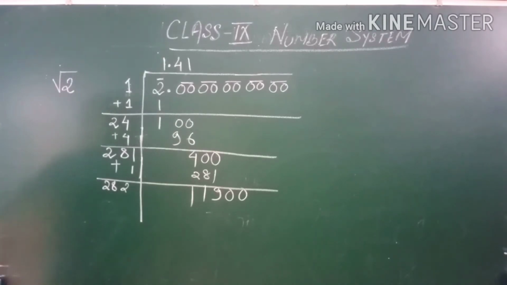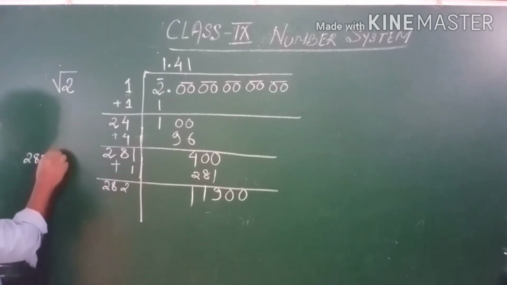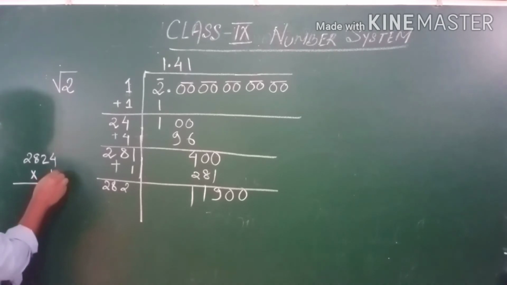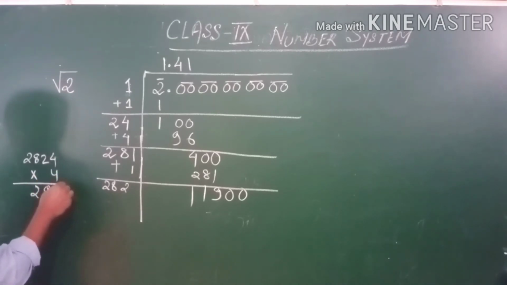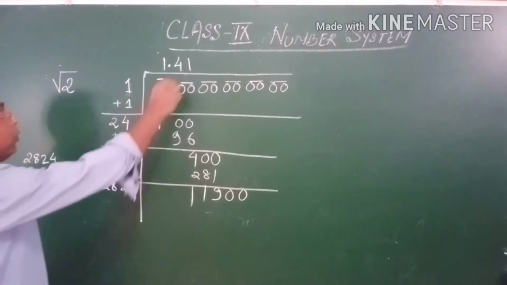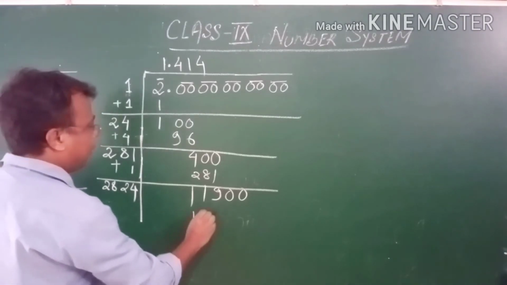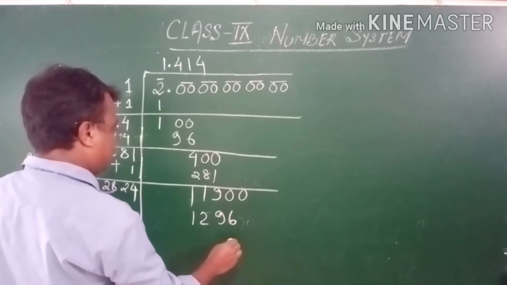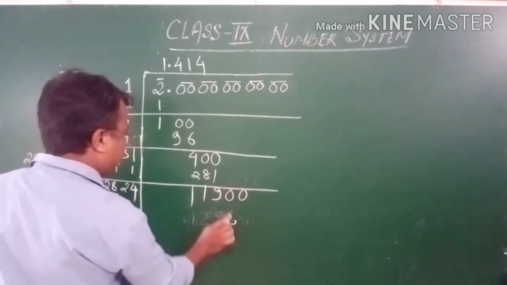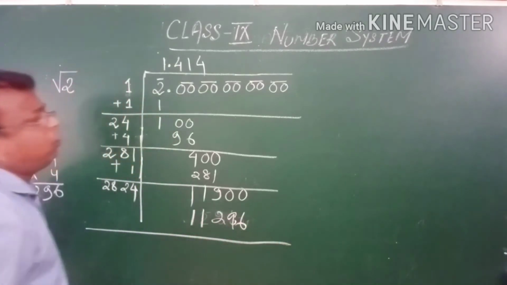So you can't take 5 here. So let us check one more. 282, which is already there. Now we take 4. Let us check 4. 4 4 are 16. 1 2 4 are 8 plus 1, 9. 4 is 32, 3. 2 4 are 8, 9, 10. 11,296. So what you have taken? You have taken 4. So here you write 4. So 2824 into 4, what are you getting? 11296. Now the same procedure you have to follow.